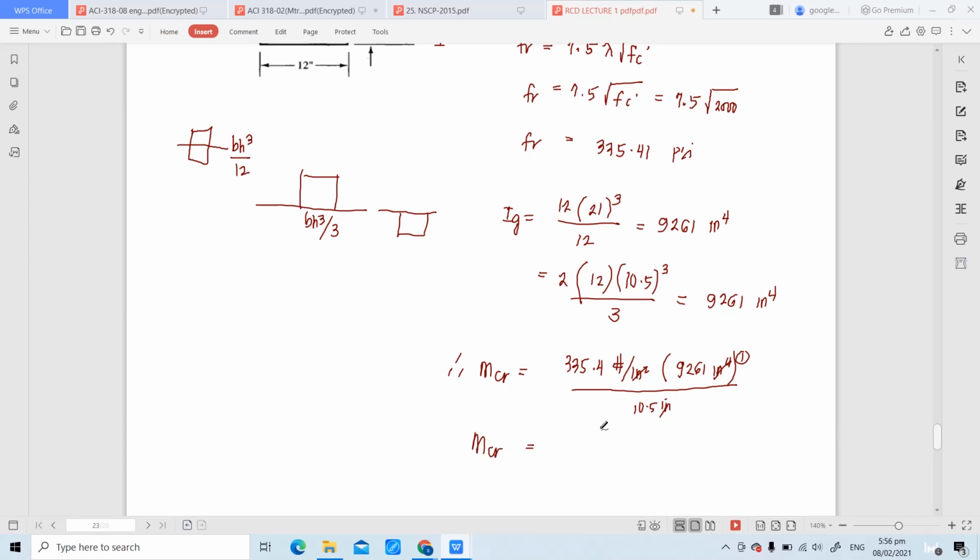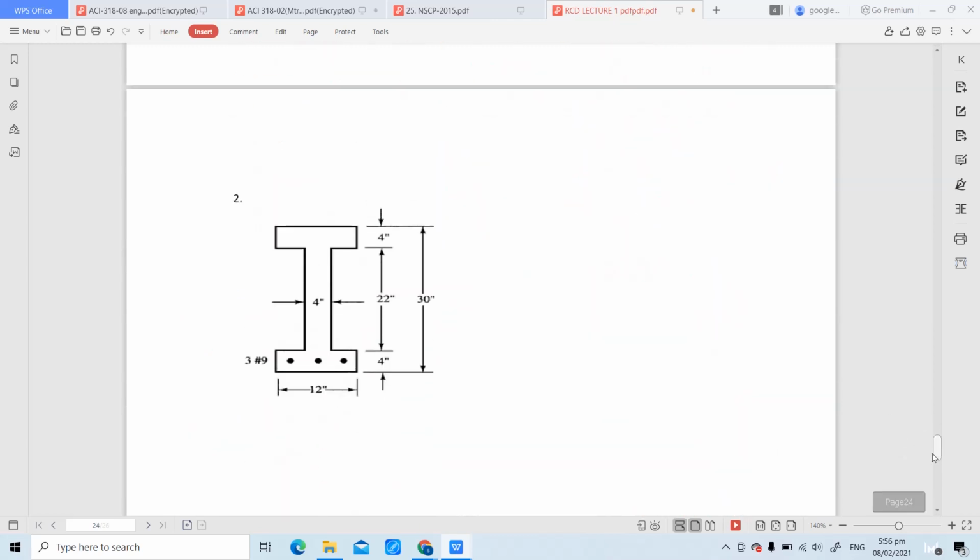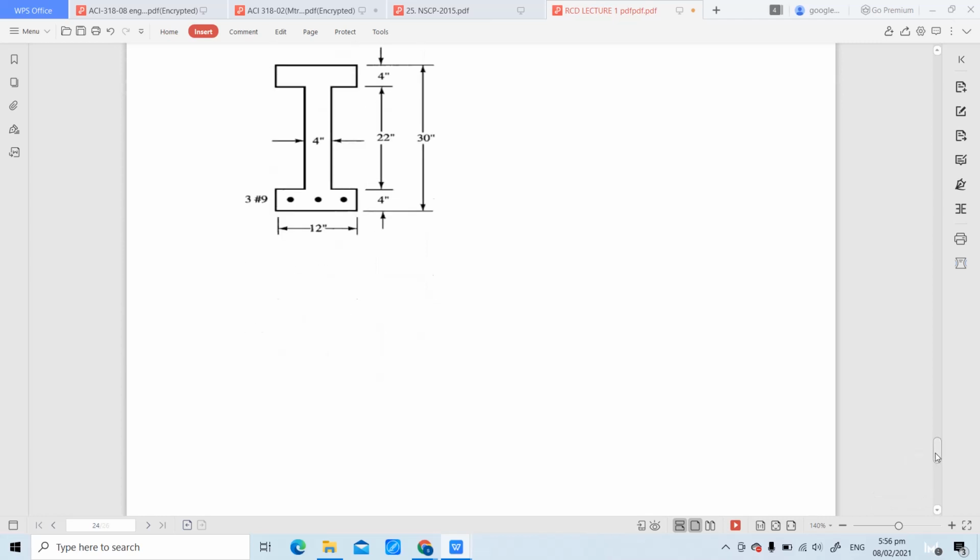Ano po yung value ng cracking moment? 24.65. 24.65. That is feet cubes. No? For this cross-section. Any questions po? Okay, let's proceed to second one. Okay, ito naman yung cross-section.